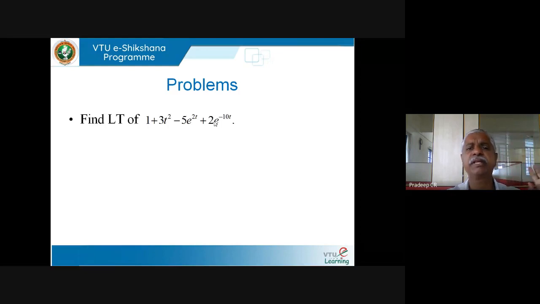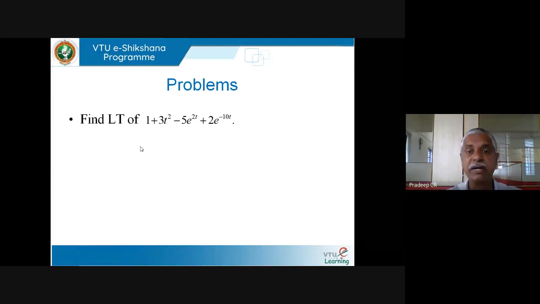That is why we use the same notation. What is it that we are exploiting here? Linearity. So Laplace transform of this whole thing is Laplace transform of this plus Laplace transform of this minus Laplace transform of this plus Laplace transform of this. Now each one, can I find the Laplace transform? Yes. Laplace of 1, I know. Laplace of 3t square, I don't know, but I can pull out 3, so it will be 3 times L of t square. L of t square, do I know? Yes, I know from the table.